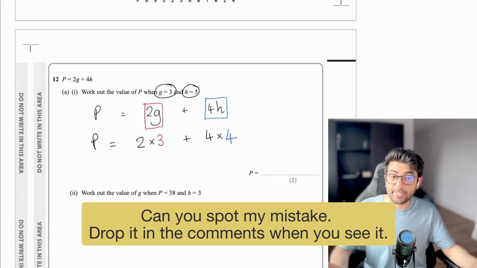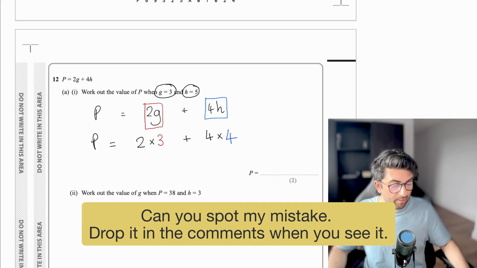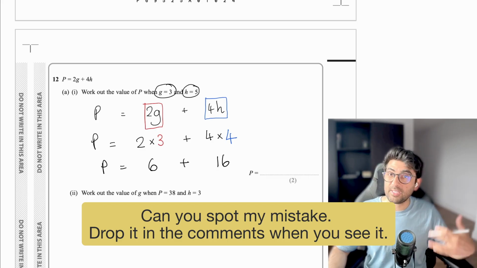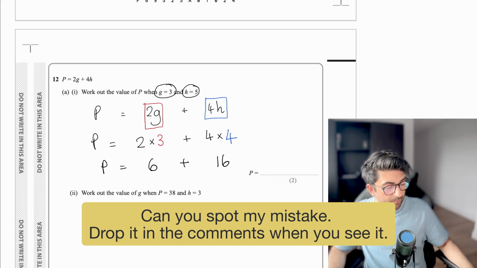Okay, so now we just work it out. 2 times 3 is 6, 4 times 5 is 20, add them together. P must be 6 plus 20. 6 plus 20 is 26.